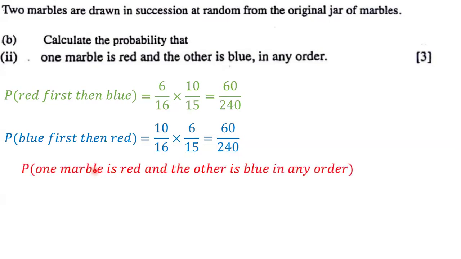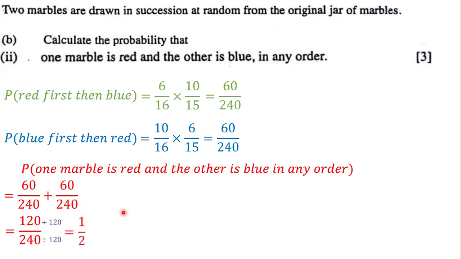And so that means that the probability that 1 marble is red and the other is blue in any order is going to be 60 over 240 plus 60 over 240, which gives us 120 over 240. And we simplify this by dividing top and bottom by 120, and we get 1 over 2. And so the answer here is 1 over 2.